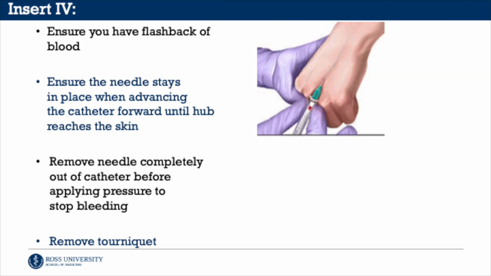Ensure that you have a flashback of blood. Also, make sure that your needle stays in place when advancing the catheter forward until the hub reaches the skin. Remove the needle completely out of the catheter before applying pressure to stop the bleeding.